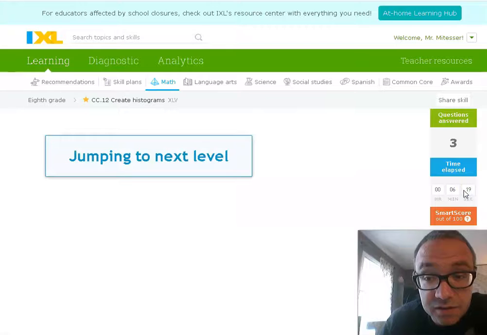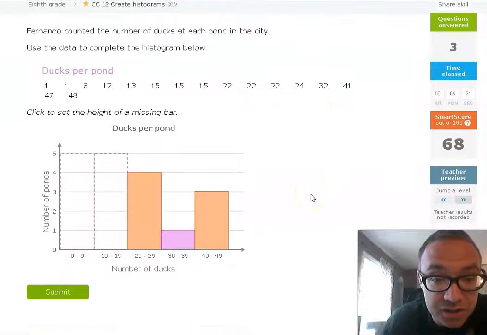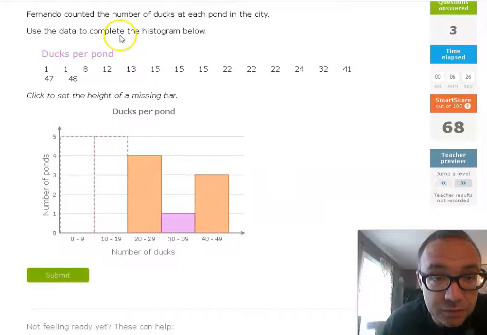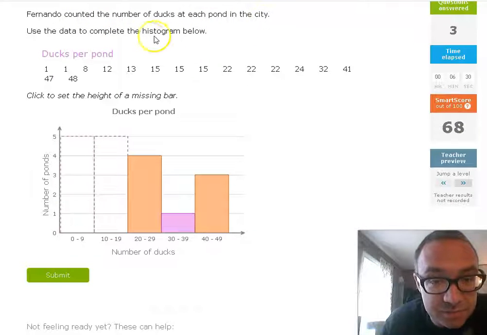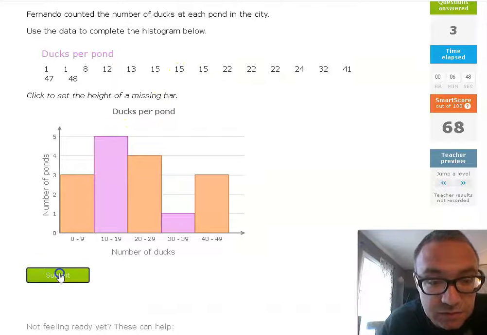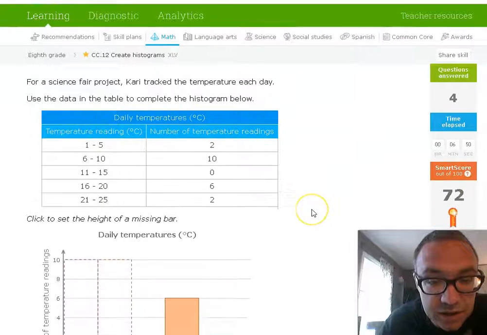Let's go to a higher level question here. So there's 2 missing bars. Fernando counted the number of ducks at each pond in the city. Use the data to complete the histogram. Okay, so how many were between 0 and 9, including the 0 and the 9? 1, 2, 3. And then 10 to 19. 1, 2, 3, 4, 5. Okay.